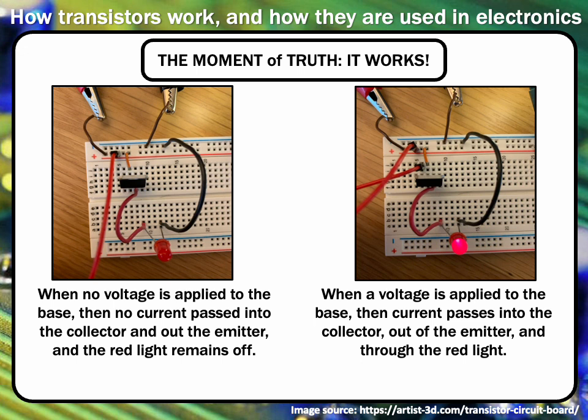Little close-up, much closer picture of what I did. On the left, again, that larger red wire is not connected. And on the right, it is connected to that base, the controlling part of the transistor. So not connected, no light; connected, light.